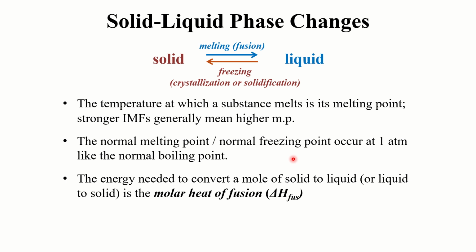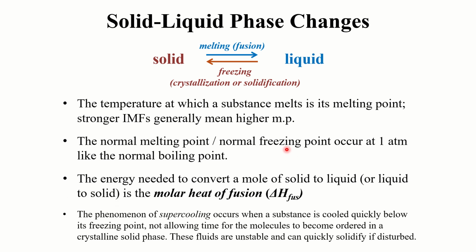Now, quick side tangent here, not something that you necessarily need to know, but something I think is interesting to learn about and see. It's called the phenomenon of supercooling. This is an interesting process that can occur if you cool a substance very quickly below its freezing point, and you don't allow time for the molecules to become ordered in a crystalline solid phase. Sometimes if you have a very pure form of a liquid, or it's cooled very quickly, even though in theory the molecules' kinetic energy is low enough to pack into the solid phase, they just don't find the right order.